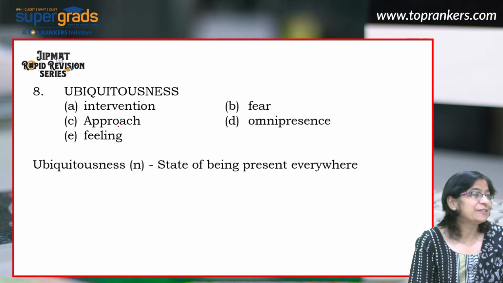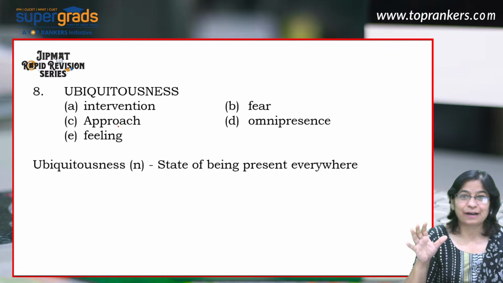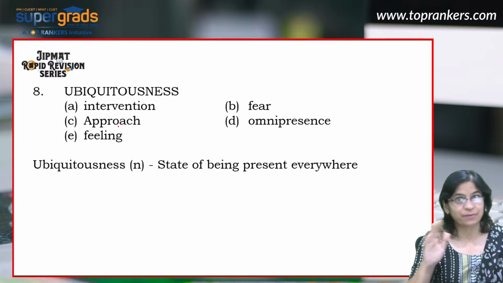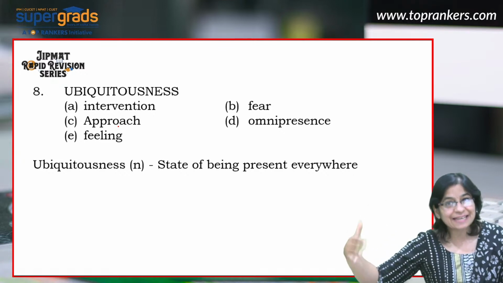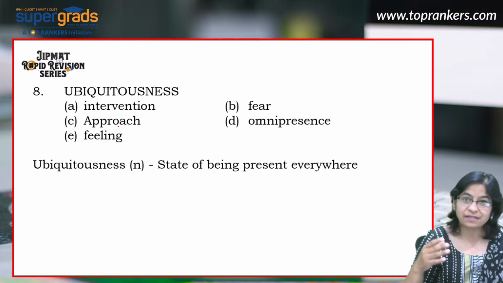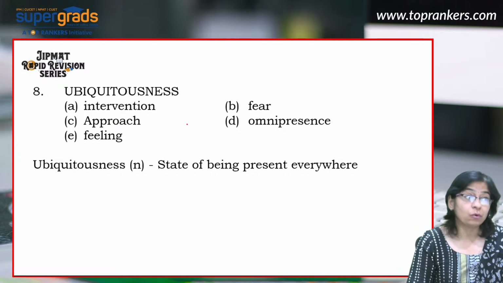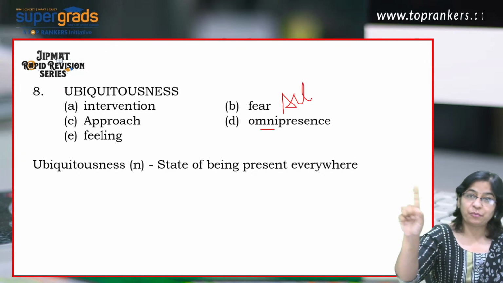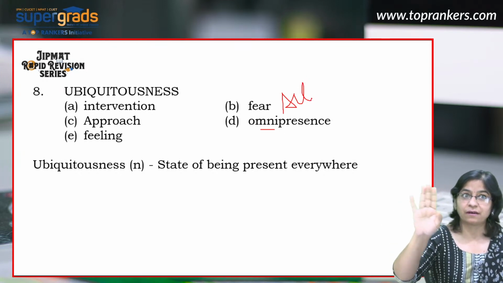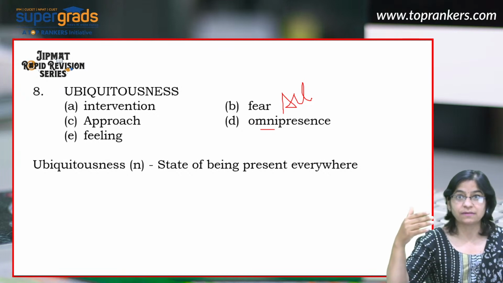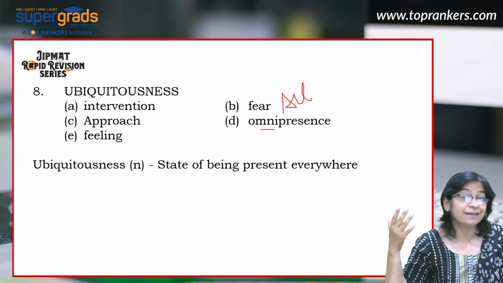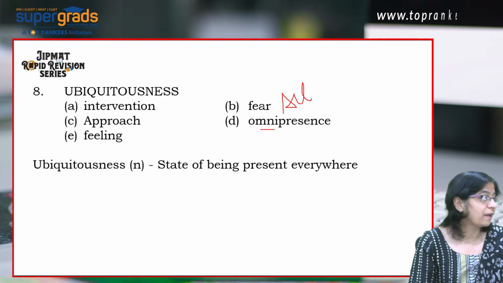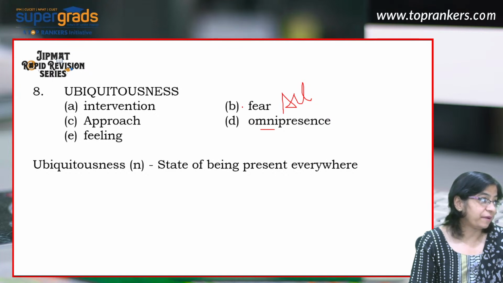Yes. So ubiquitousness is something that's present everywhere. Ubiquitous is something that's present everywhere, and ubiquitousness is the state of being present everywhere. So the answer is omnipresence. Omni, I must tell you, is a root which means all. Something that's present everywhere, that's omnipresence, and it can only be God who is omnipresent. Very good answer choice, people. Really proud of you. All right, the next one now.